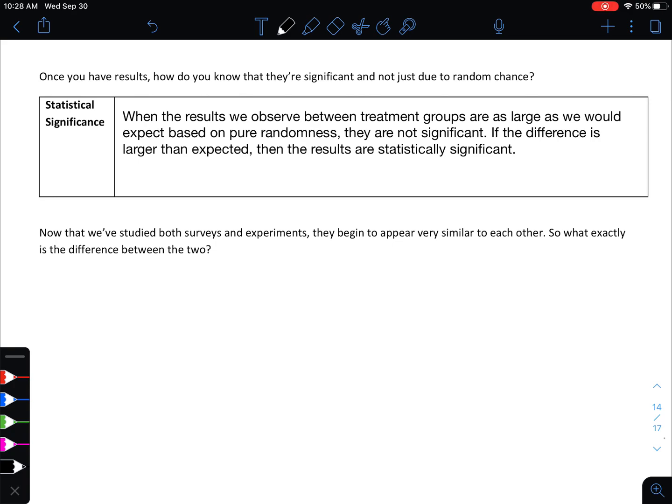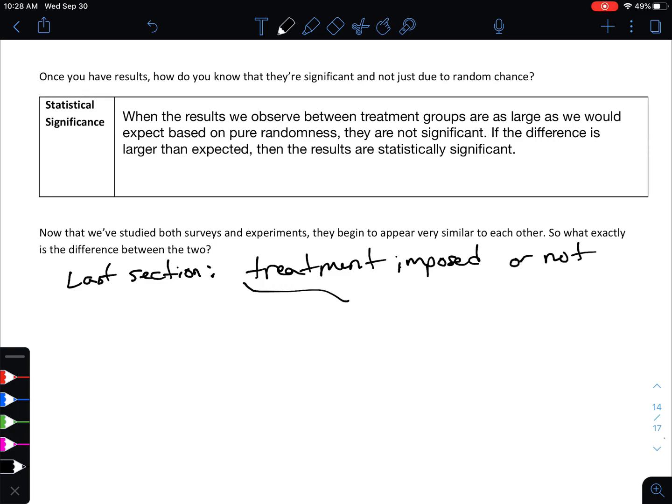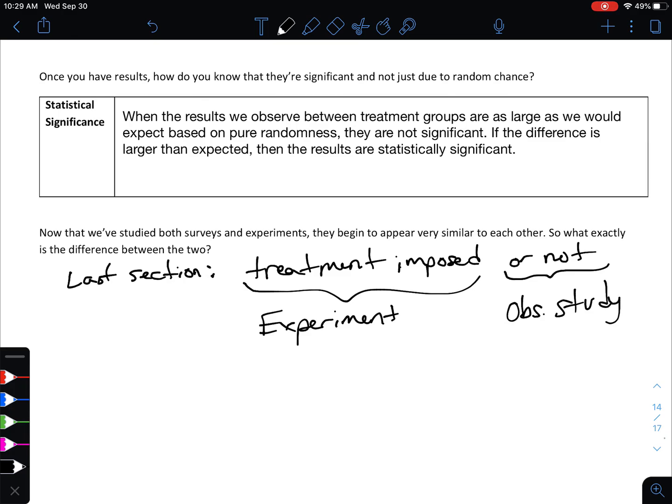So now that we've studied both surveys and experiments, you can probably see that they are kind of similar to each other in a lot of ways. So what exactly is the difference between the two? Well, that's what we talked about in the last section. Really, it came down to whether there was treatment being imposed, meaning that you were actually forcing something to happen that wouldn't normally happen, or not. Now remember, if treatment is imposed, that's what we've been talking about today. So that would be an experiment. Whereas if it's not being imposed, that's what we talked about more last time, which is an observational study.